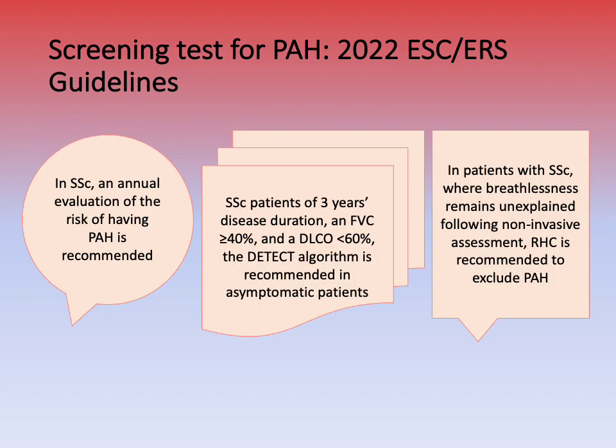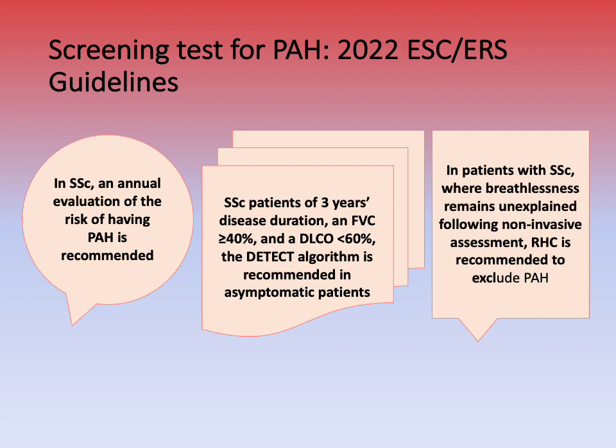As per 2022 ESC and ERS guidelines, in patients with systemic sclerosis, an annual evaluation of the risk of having PH is recommended. In an adult patient with systemic sclerosis of more than 3 years duration, FVC of more than 40% and DLCO of less than 60%, the DETECT algorithm is recommended to identify asymptomatic patients with PAH. In patients with systemic sclerosis where breathlessness remains unexplained following non-invasive assessment, right heart catheterization is recommended to exclude PAH.